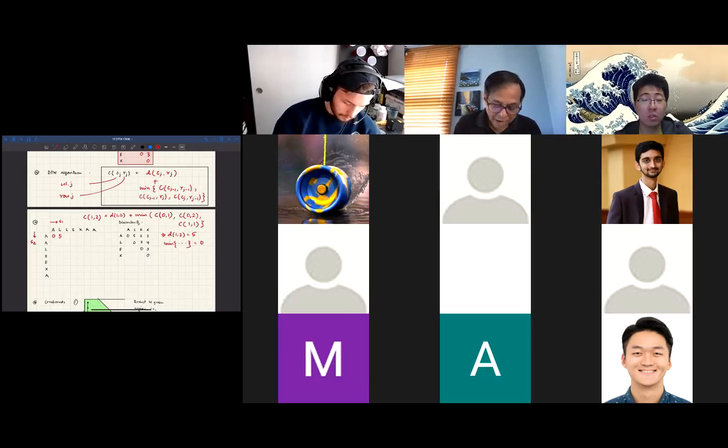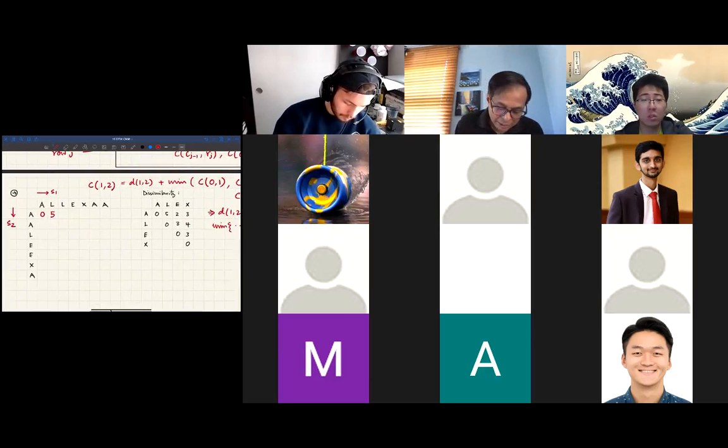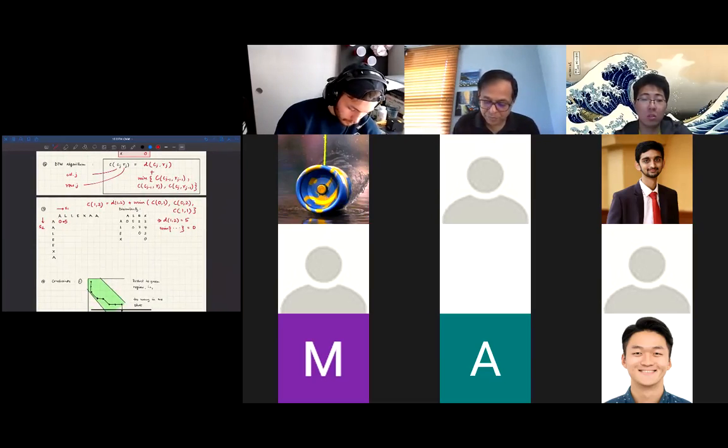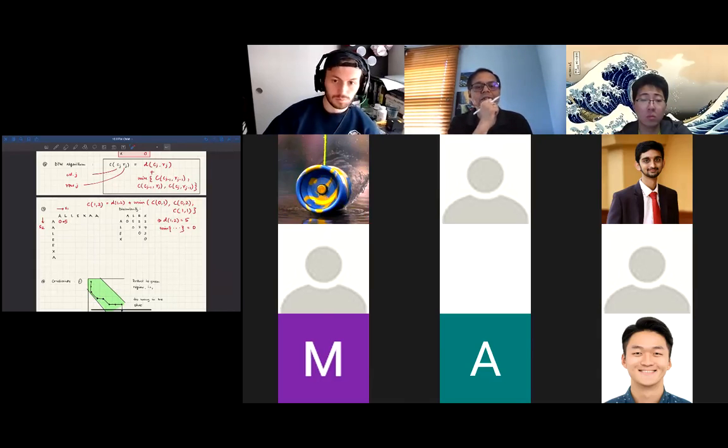So this is 5. And now what DTW says is, you remember where your minimum came from. In this case, your minimum came from C11. So you put an arrow from C11 to your current node. Guys, can you please ask questions if this is unclear?